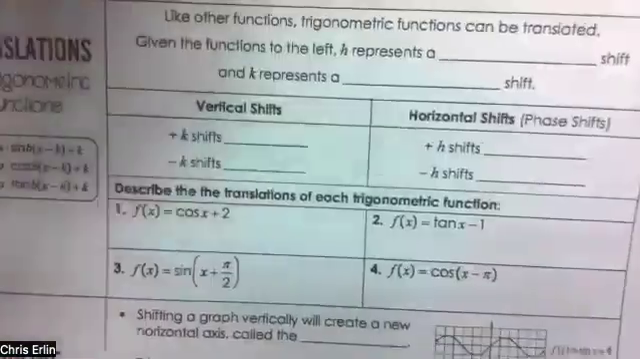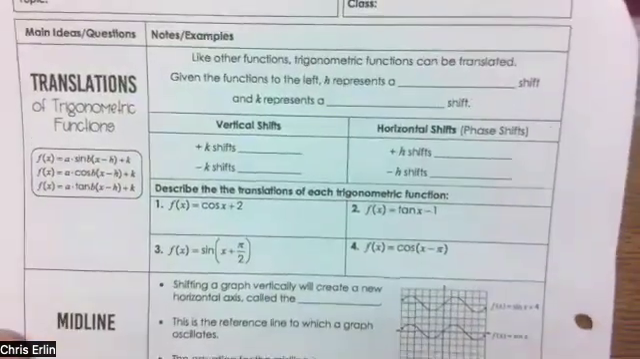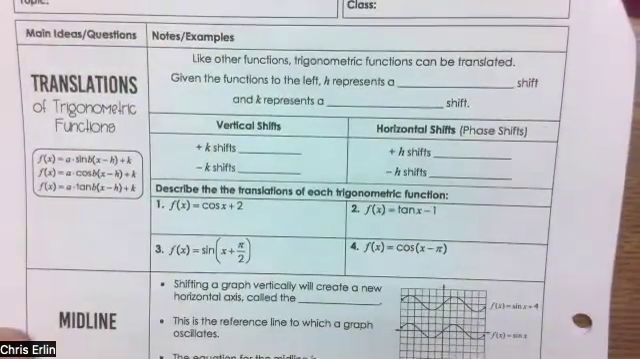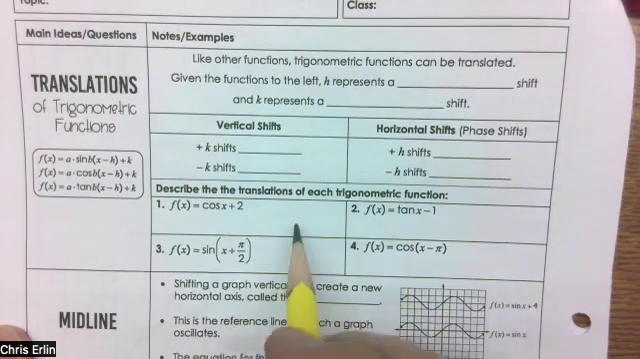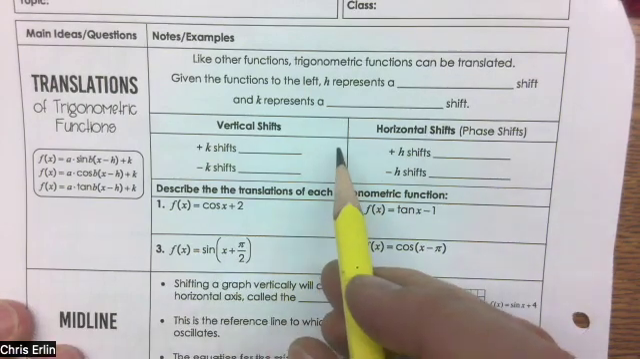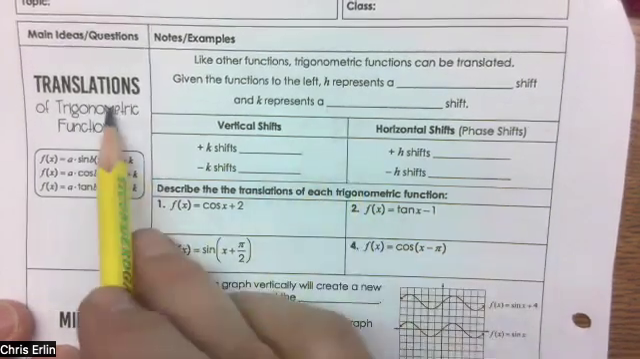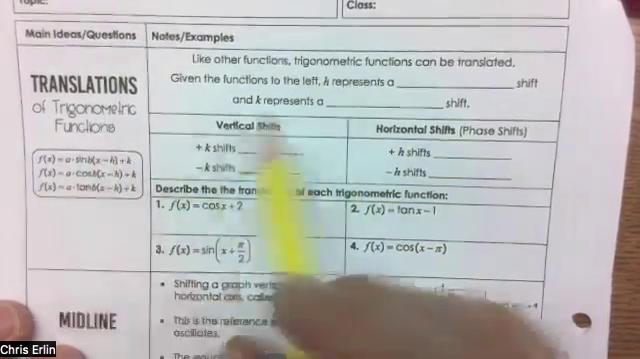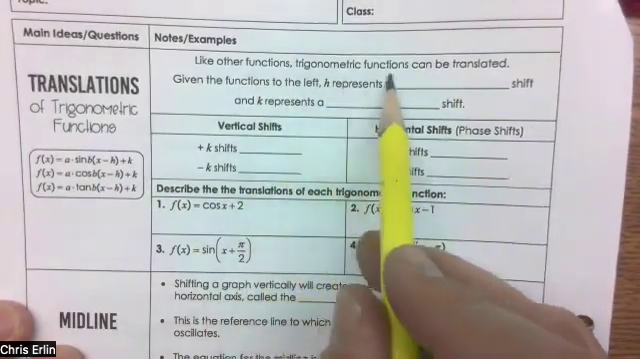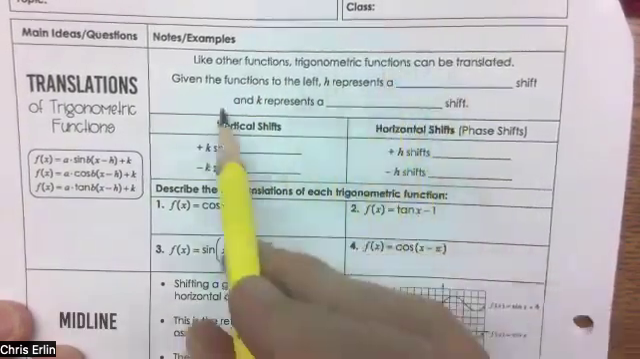Okay. As I said, today we've got 3 topics. Tangent we just did. Now we're going to do transformations. We've already done the period and the amplitude adjustments. So now we're doing the translations left and right. Like other functions, trigonometric functions can be translated.